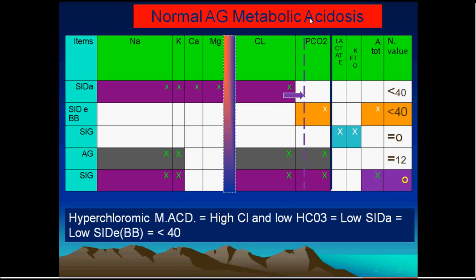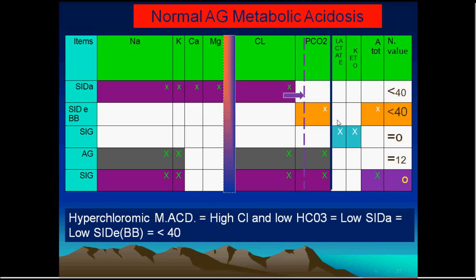When we come to the normal anion gap metabolic acidosis, this decrease in the bicarbonate is concomitant with an increase in the chloride. When you come to the strong ion difference, the difference between sodium and chloride, it will be less than 40. This is a metabolic acidosis. So the normal anion gap metabolic acidosis will be associated with strong ion difference less than 40, buffer base less than 40. The strong ion gap will be normal.